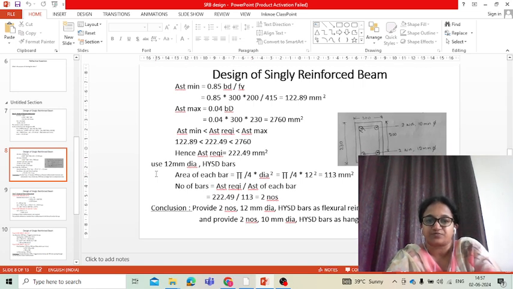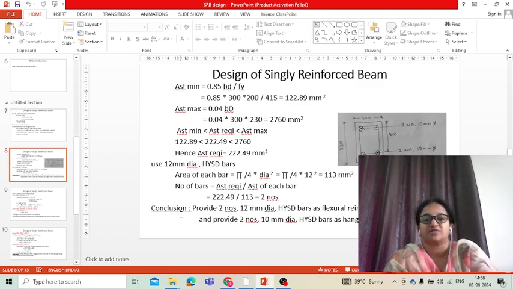Now coming to the assumption of diameter of the bars, the main bars in the beam. I have used 12 mm dia HYSD bars. I am calculating the area of each bar. Area of each bar is nothing but pi by 4 into dia square. I got this value, and with that I have calculated the number of bars required for that beam. The formula is Ast required by Ast of each bar. So I got 2 numbers. With this I have come to a conclusion: provide 2 numbers 12 mm dia HYSD bars as flexural reinforcement in tension zone, and provide 2 numbers 10 mm dia HYSD bars as hanger bars in compression zone.